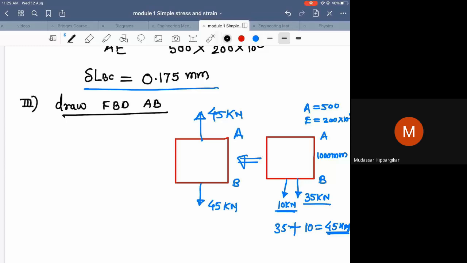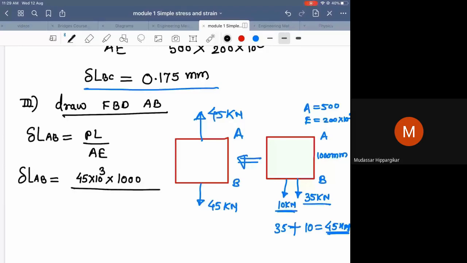Now the last part: I will calculate the change in the length for member AB. That is equal to PL by AE. This is the formula, delta L for AB. Now I will put the value. What is the amount of force? 45 into 10 to the power 3 in Newton. Length of the member AB is 1000 mm. Area 500 millimeter square. And E is 200 into 10 to the power 3.